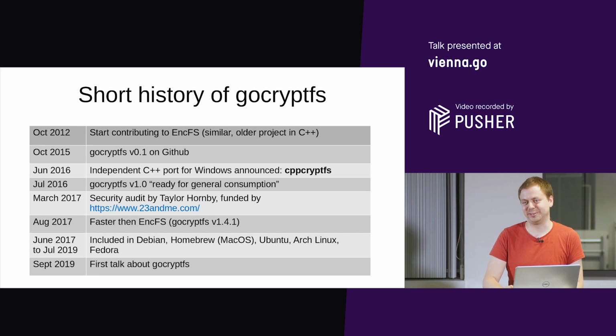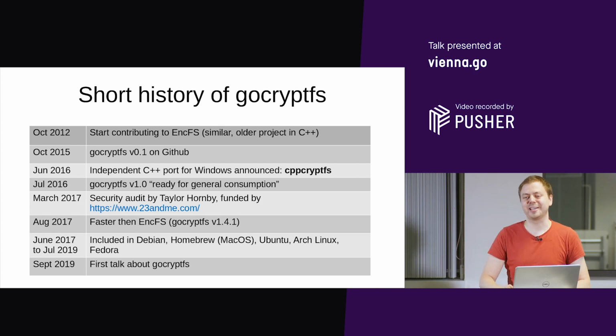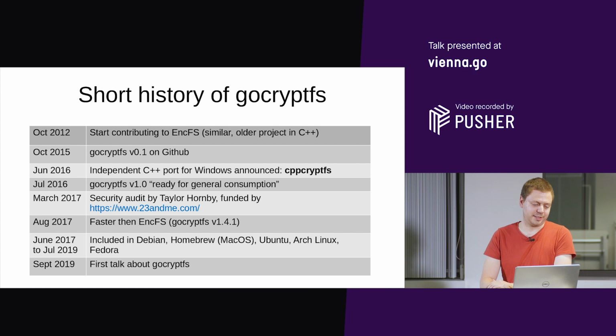Now for the short history of gocryptfs. I started contributing to encfs, which is a similar project. It is written in C++, and I found the code quite complicated, so I got the idea of starting a new project. And I also found Go, which looked like the perfect match. In 2015, I pushed the first code to GitHub.